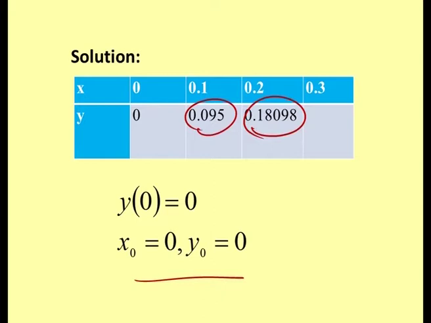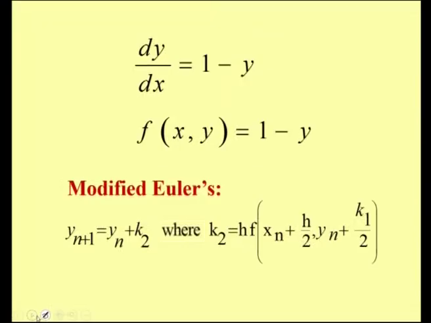Initially, we have x naught is equal to 0 and y naught is equal to 0. dy by dx is equal to 1 minus y, therefore f of x comma y is 1 minus y. The modified Euler's method formula is yn plus 1 is equal to yn plus k2, where k2 is h into f of xn plus h by 2 comma yn plus k1 by 2. We have to calculate k1 is equal to h into f of xn comma yn. So, first we will find k1 and then we will find k2.